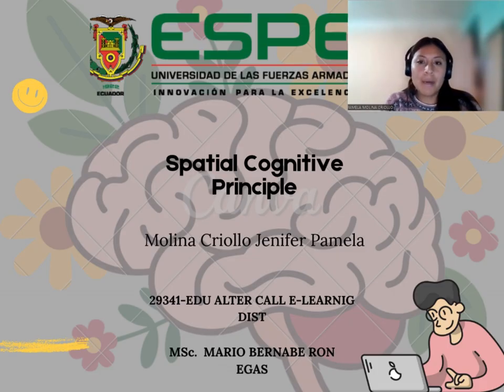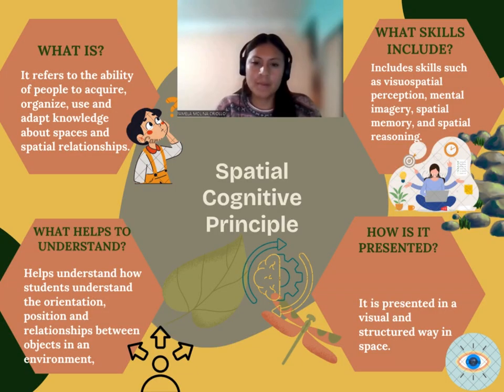Today I'm going to talk about the spatial cognitive principle. The spatial cognitive principle refers to the ability that people have to understand, organize, and use information related to space and the position of the objects that surround us. In other words, it's the way our brain perceives and understands how things are located and relate to each other.